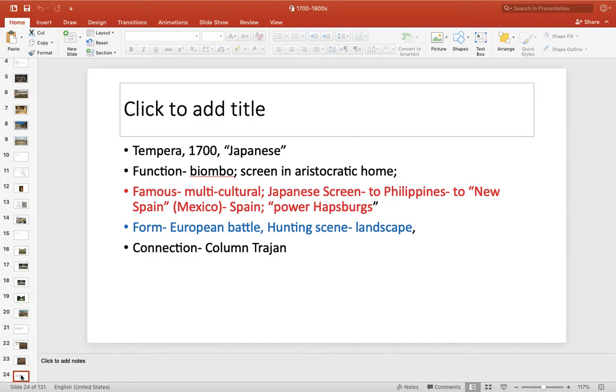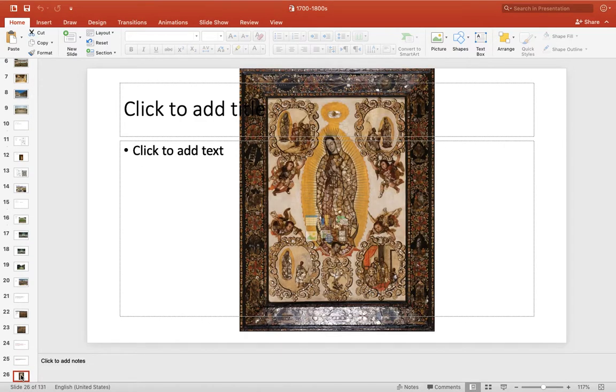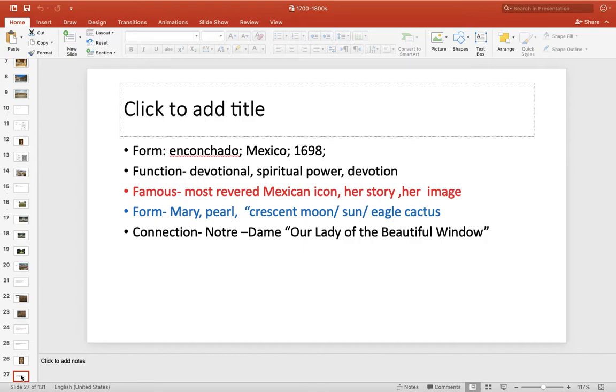Connections, by the way, you just work on your own. The point of the connection is to get you thinking about the art and connecting it. Virgin of Guadalupe, a really, really important one in Mexico. Form, enconchada, which is mother of pearl and paint. Place, Mexico. Date, 1698. Function, it's devotional.